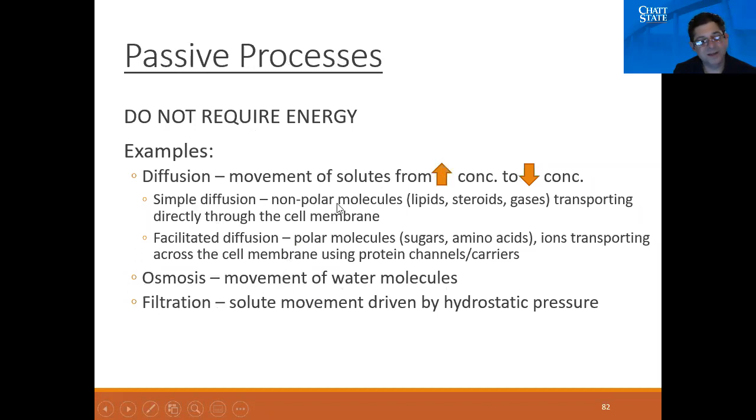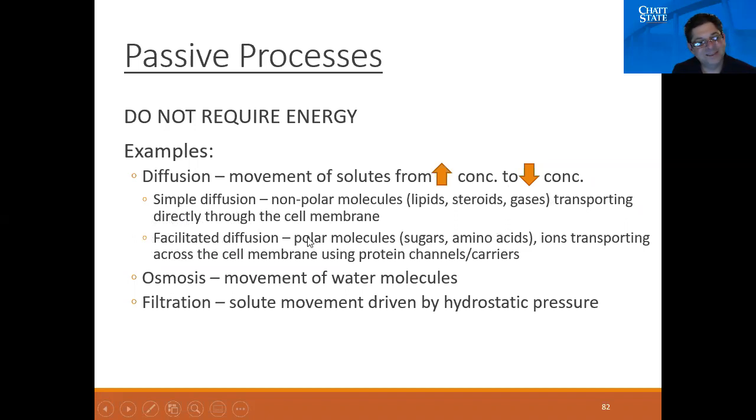So here we go. If we move nonpolar solutes, like lipids, steroids, and gases, we'll do that as a function of simple diffusion, because they go directly through, simply through. Simply slippery lipids. Think about that. That's how I remember it all the time. Lipids, steroids, and gases, they just slip around, don't they?